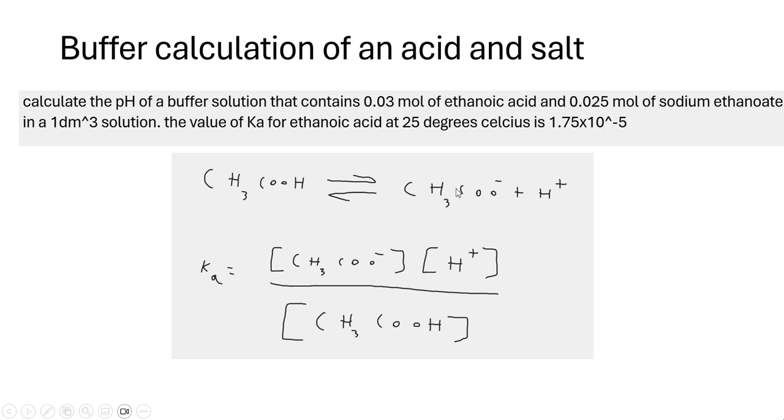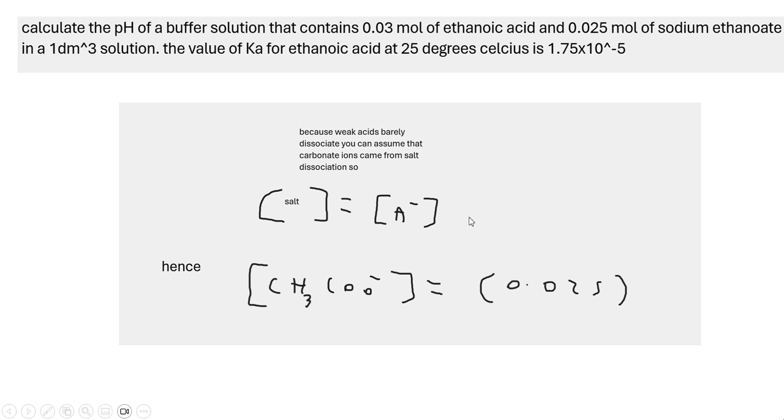I'm assuming that most of that ethanoate ion is coming from the sodium ethanoate. Yeah, because as I said earlier, the salt strongly dissociates. So all the ethanoate ions are actually coming from sodium ethanoate. Therefore, the concentration of the salt is equal to the A minus, which is equal to the ethanoate ions.